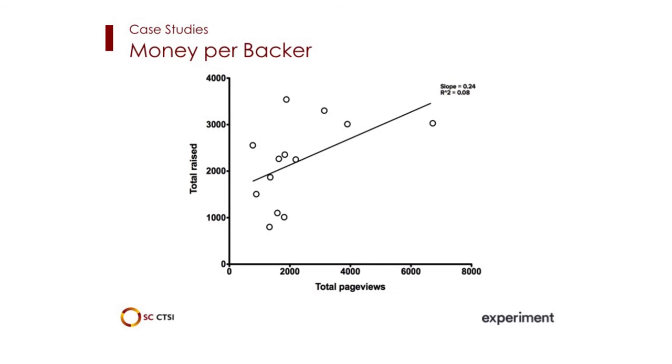And here's another graph of the same subset of funded projects. So this is total raised, but this one is actually total page views. Unfortunately, there's a very big outlier here. But the slope represents the average amount of money that comes in per page view. If you remove this outlier, the slope starts to go up, and it looks closer to one. But for this exercise, this means 24 cents per page view for these campaigns.